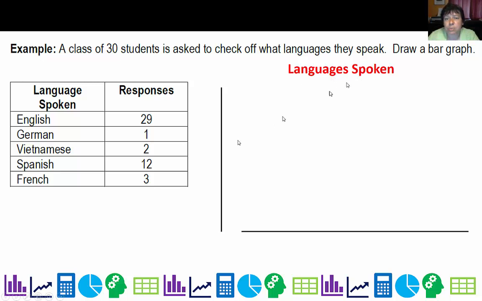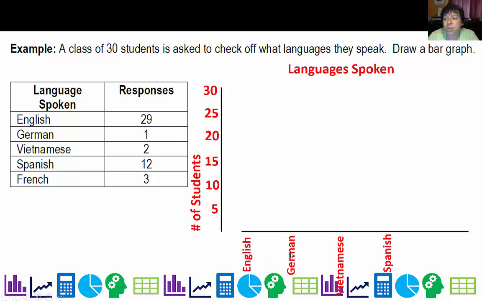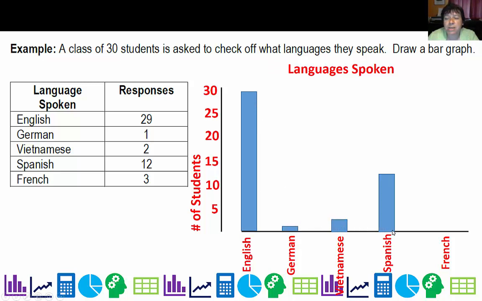Label the title as languages spoken, number of students for the frequency, and looks like I have to go close to 30, so I'll just go in 5s. And then I'll put the languages down underneath, pretty much in the order they're in the table. And basically I make a bar, and I'm going up to almost 30. And then there's German with 1, Vietnamese, Spanish, and French. Notice that the bars are not touching on a bar graph.